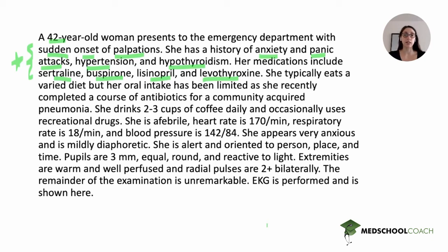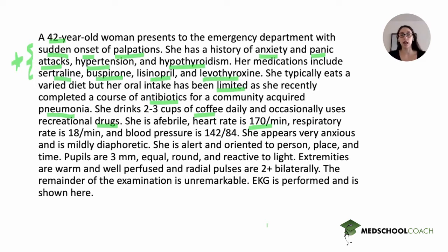She typically eats a varied diet, but her oral intake has been limited as she recently completed a course of antibiotics for community-acquired pneumonia. She drinks 2 to 3 cups of coffee daily and occasionally uses recreational drugs. She's afebrile, heart rate is 170, respiratory rate is 18, and blood pressure is 142/84. So blood pressure is at the upper end of normal, and she has a history of hypertension. She's a little tachycardic, which is not out of the realm of normal for this type of presentation, but definitely something to keep in mind. The heart rate is definitely elevated, so she's tachycardic.